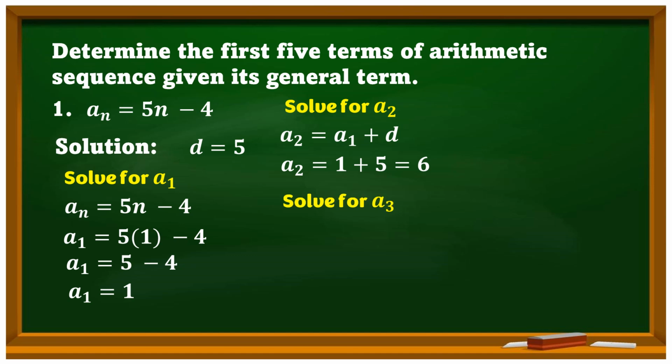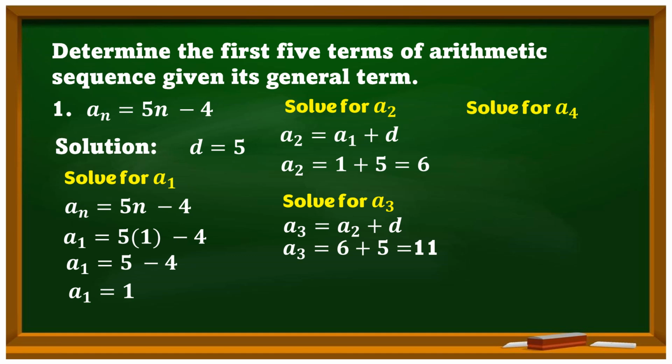Next, let us solve for a sub 3, that is the third term. So we have a sub 3 is equal to a sub 2 plus d. So we have a sub 3 is equal to 6, that is the value of a sub 2, and the value of d is 5. So 6 plus 5 is equal to 11. The value of a sub 3 now is 11.